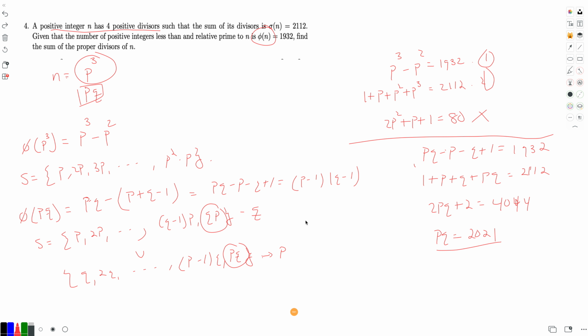Now the prime factorization of 2021 is actually 43 times 47. The proper divisors of a number are all the divisors except that number itself. So the proper divisors would be 1, 43, and 47. Those sum to 91. And we are done.